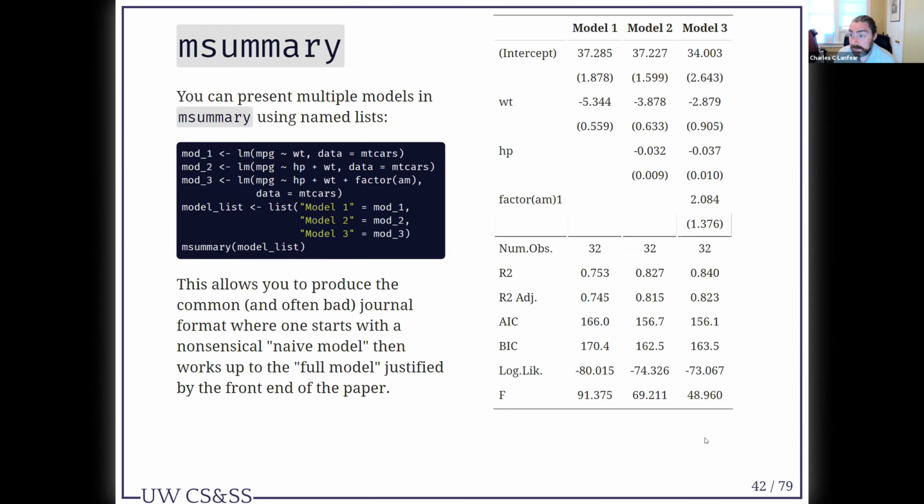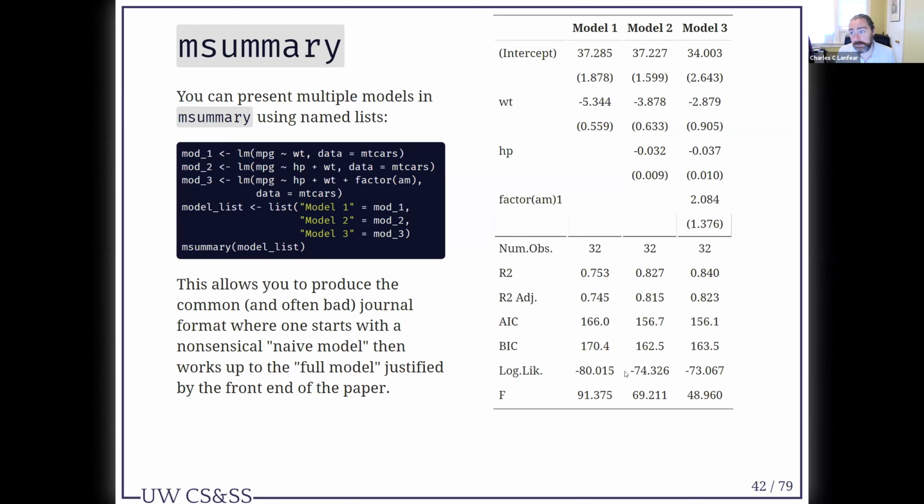you can make that style of paper if your co-authors or advisor or your bad journal decides that you should lay it out this way. You can just give all of these models to model summary, and you can generate those sort of stepping up ones that artificially make it look like you're a genius by having come up with the greatest model in the world because all these other ones are bad. Okay? So some flexibility and some power.